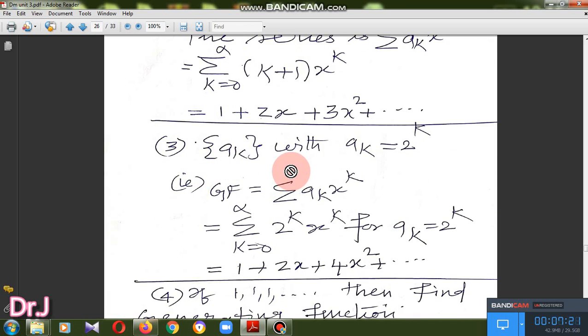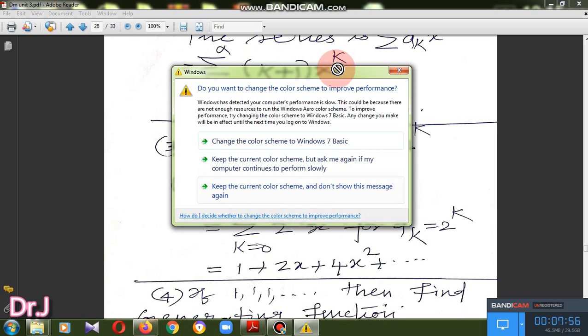Another example is this. For this ak sequence, what is the generating function? That's what we are interested in. Now look at that. This ak is defined like this: ak equals 2 power k. We know the general generating function is represented as g of x equals summation ak x power k. So in the place of ak, we substitute 2 power k.